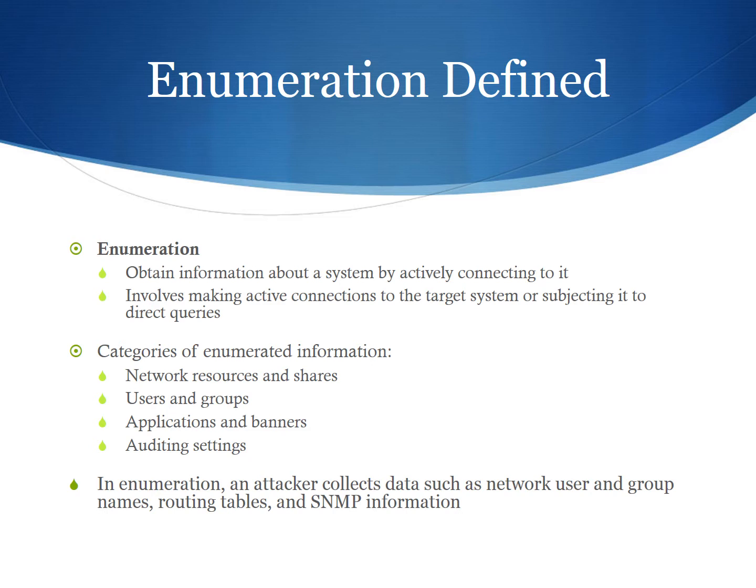Enumeration defined. Enumeration is obtaining information about a system by actively connecting to it. It involves making active connections to the target system or subjecting it to direct queries to learn even more. Categories of enumerated information include network resources and shares, users and groups, applications and banners, and auditing settings. In enumeration, an attacker collects data such as network user and group names, routing tables, and SNMP information.